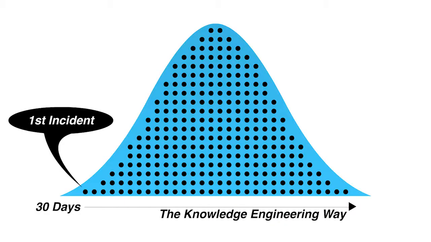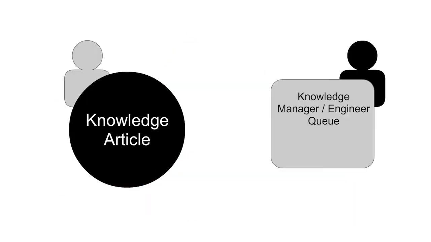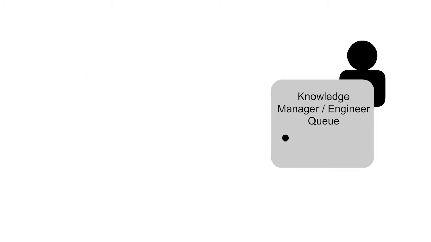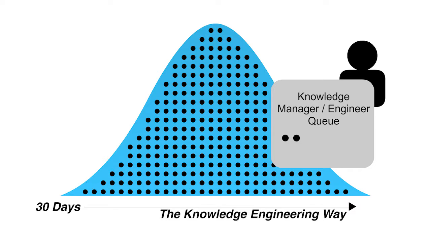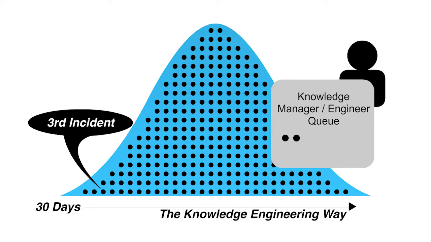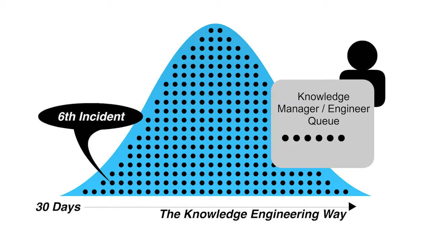Right away. When that very first incident is reported, the individual will then author a knowledge article and send it to the knowledge engineers to perfect it. And then the second time an incident occurs, that solution is also put into the knowledge engineering queue. And then the third time an incident occurs, it will also go into the knowledge engineering queue. Because they're in a queue, no one can search, no one can find them. And it's going to continue, and we're going to get another and another and another.